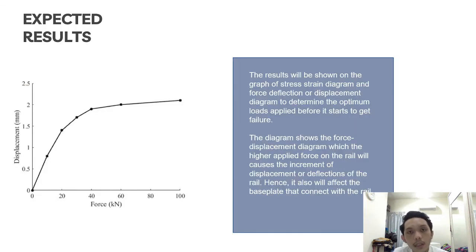For the expected results, the results will be shown on a stress and strain diagram and a force deflection or displacement diagram to determine the optimum load applied before failure starts. The diagram shows that the higher the applied force on the rail, the greater the displacement or deflection of the rail, and this problem can affect the base plate that connects with the rail.